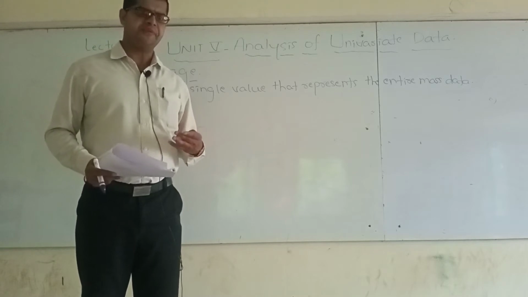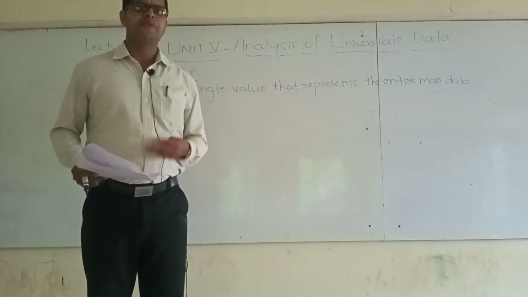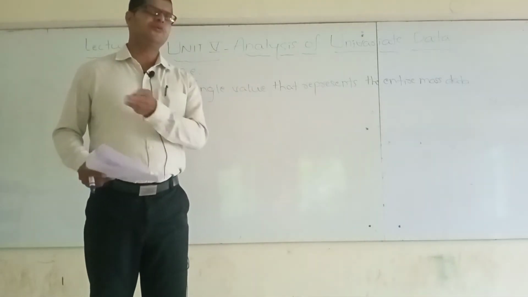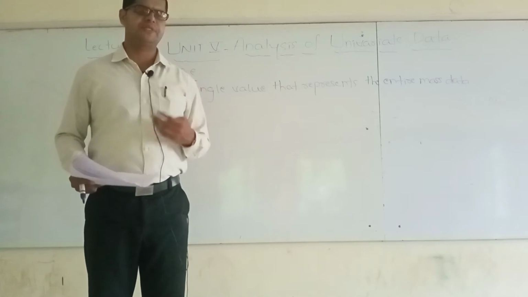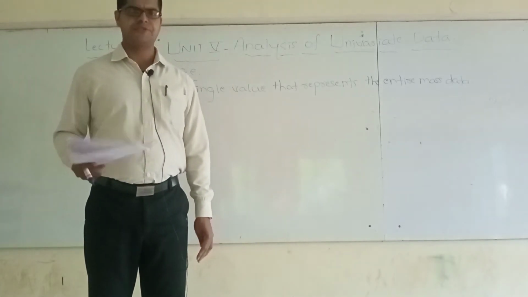So what did we do? We calculated an average. How did we calculate it? 50 plus 50 plus 50 plus 50 plus 50 divided by the number of students, 5 students, and we got the average of 50 marks.